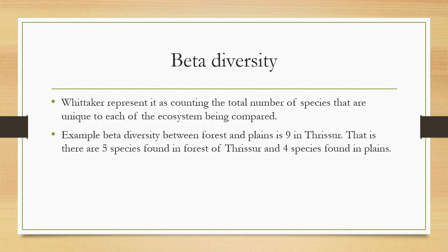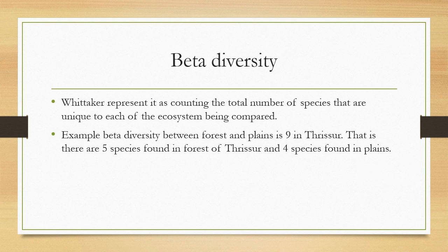Example, beta diversity between a forest and a plain is 9. That is, there are 5 species found in the forest of Thrissur and 4 species found in the plains. So in a place called Thrissur, we are comparing 2 places, the forest and the plains. What we found is that there are 5 species unique to the forest, and there are some other organisms that may be found in both places, in forest and plains, but there are 4 species particularly found in plains as well. That means 5 particular ones in forest and 4 particular ones in plains.